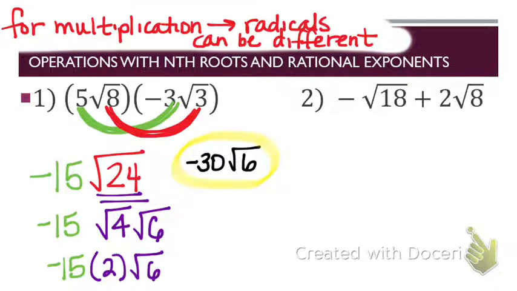So when you're multiplying or adding, make sure that what you have underneath the square root can't be simplified.